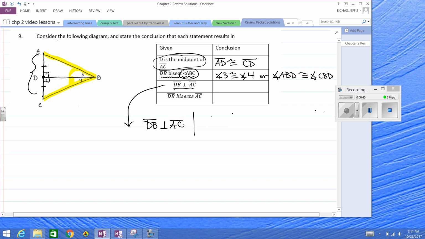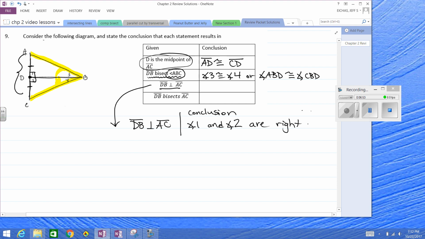All right, the conclusion is that either angle 1 and angle 2 are right angles, or we could say angle ADB and angle CDB are right angles. Follow the path, A to D to B. You could say either one. Either use the letter or the numbers, or you could do the three-letter path.